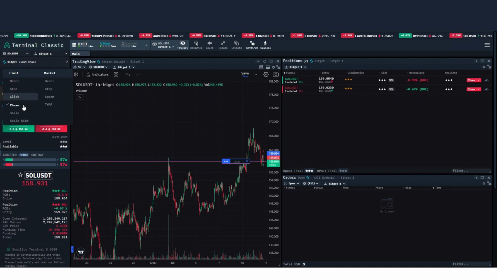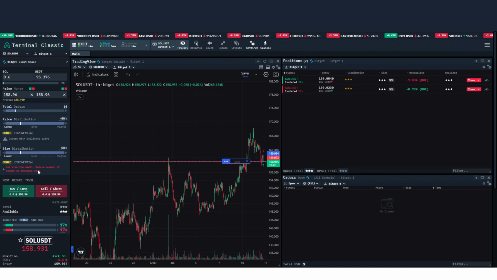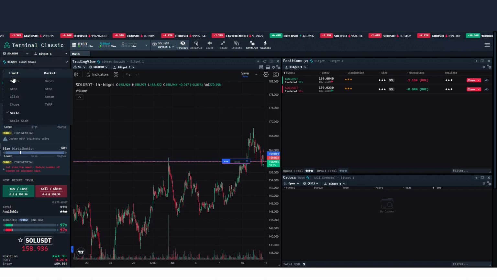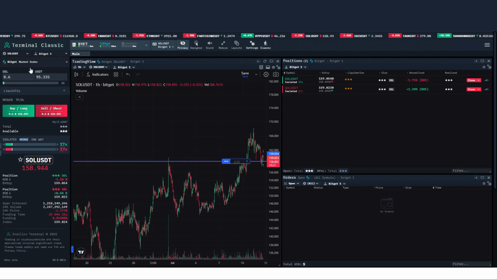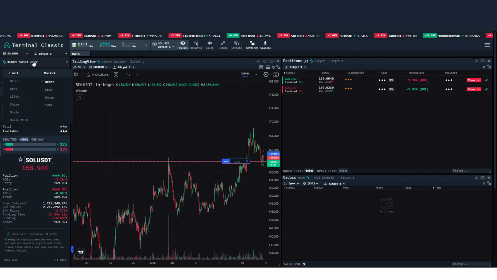Limit Chase is great. I don't use Scale, so I'm not really going to talk about it, but if I had to guess, and I've seen that people use this before, I think it spreads orders out and it fills you like bing, bing, bing, bing, like 1, 2, 3, 4, 5, 6, 7, 8, however many orders to spread out the impact of your size if you're a massive trader. So we already talked about market. This is simply the most common order.